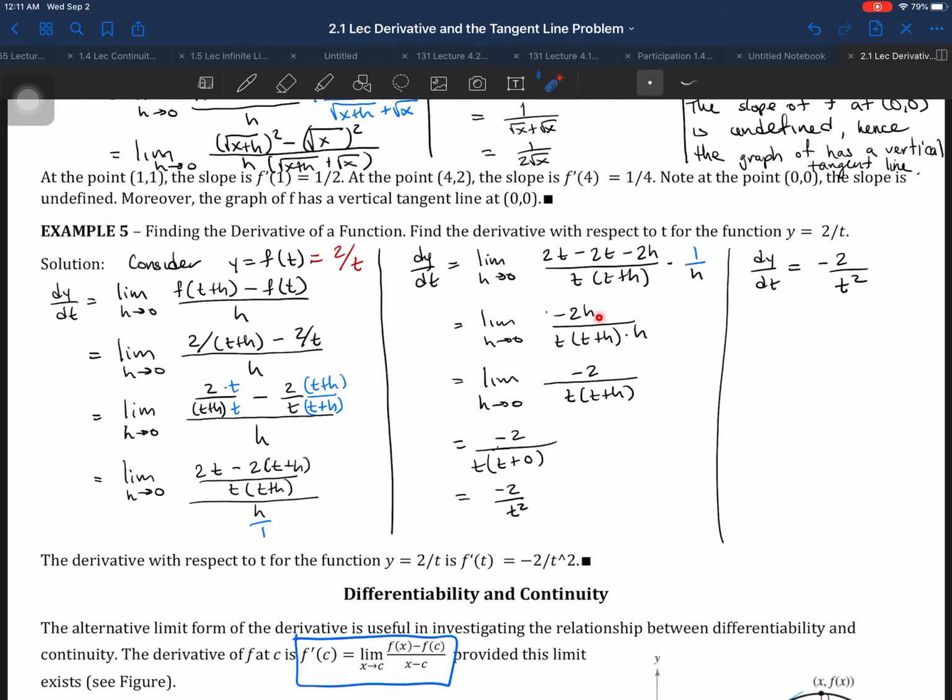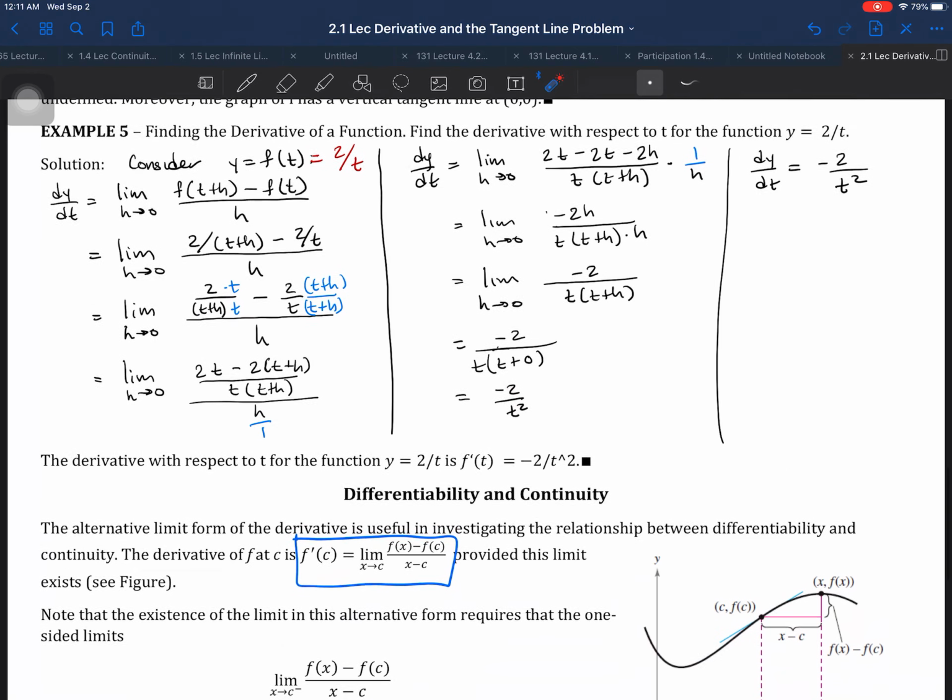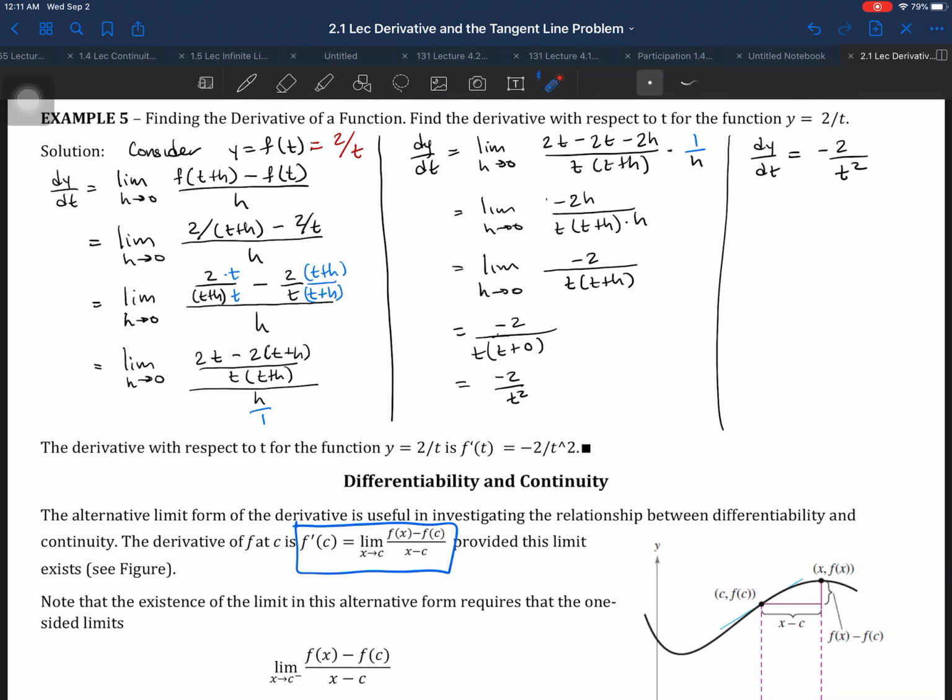And notice what happens with the h's. Again, you're supposed to be left with all terms that contain just an h. So we cancel that h and that h. You're left with negative 2 over t times the quantity t plus h. And we still have the limit, right? We haven't applied the limit. But now, because this one is gone, now we can try it. So replace h with 0. And now we have 2 t times t, and that gives us negative 2 over t squared. That's the derivative. We have found the derivative. So dy over dt is equal to negative 2 over t squared.